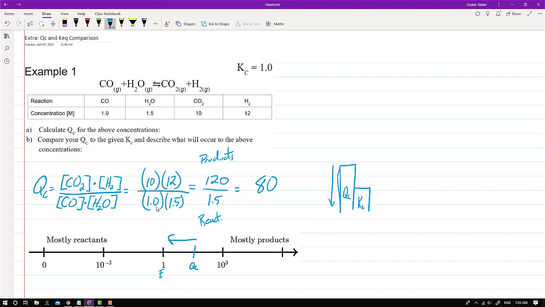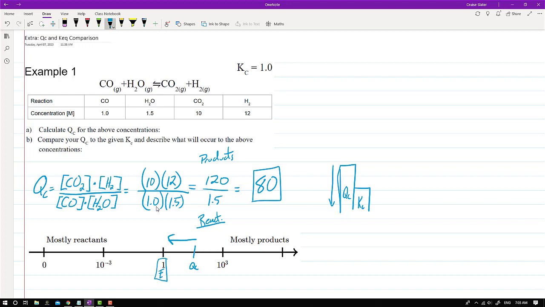So when it says calculate the Qc for the above concentrations, we've done that. It's 80. And then when we say compare your Qc to the given Kc, well, we can use this number line. Our Qc is much higher than Kc. We have to bring Qc down. Remember, 1 is equilibrium.